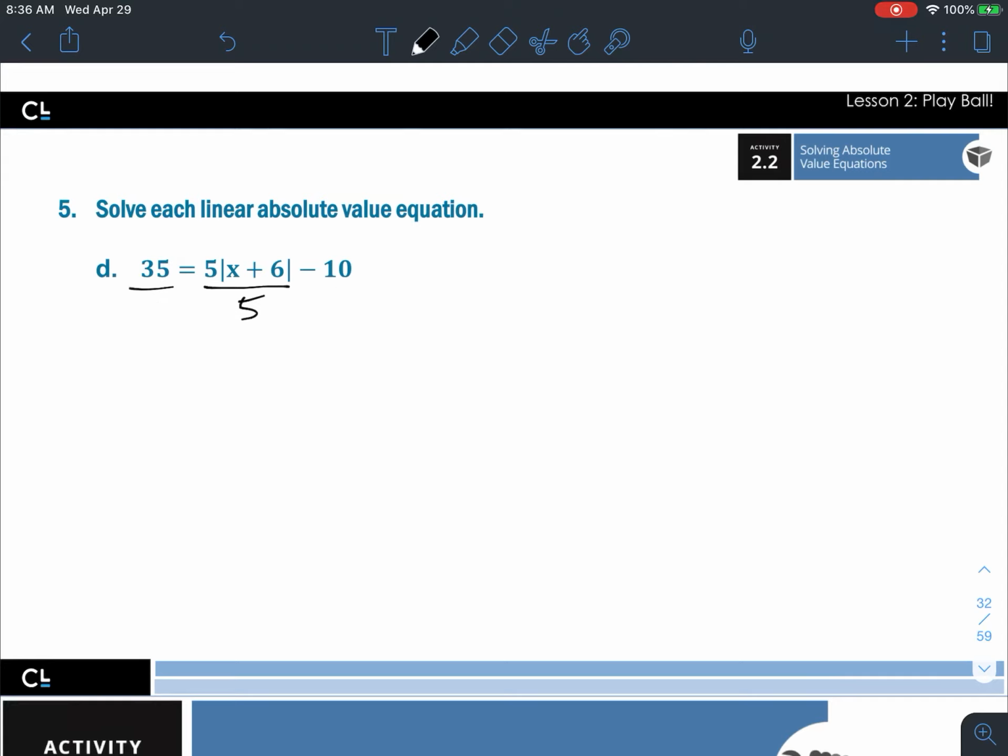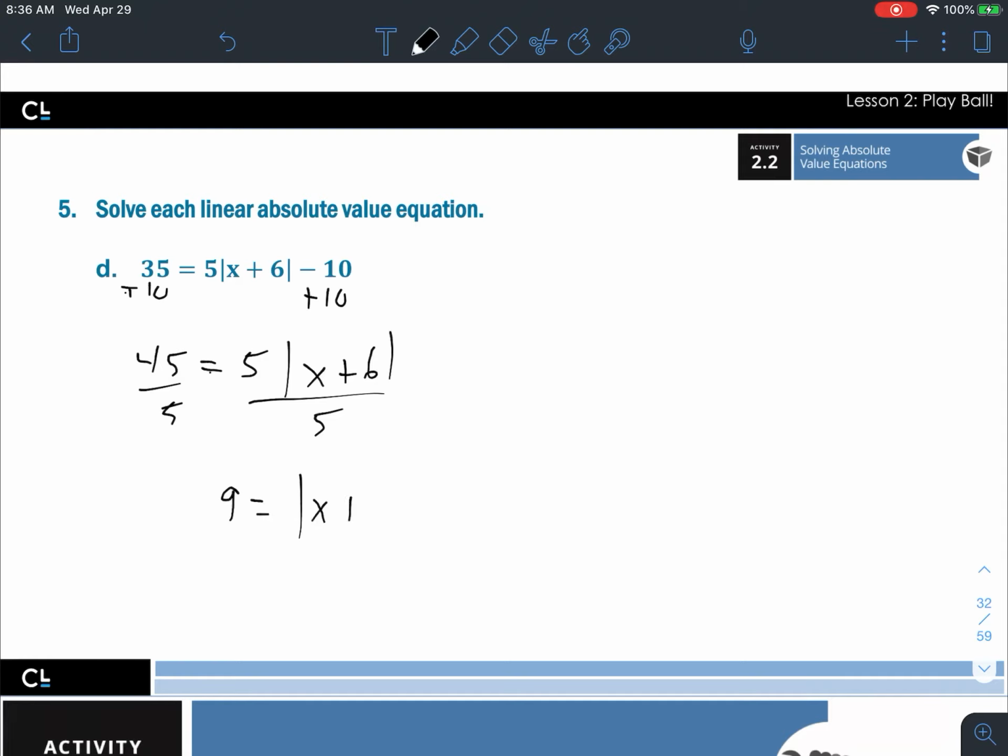Actually, let's do this way first. I'm sorry, guys. We're going to add 10 on each side. 45 is equal to 5 absolute value of x plus 6. Now we're going to divide it by 5. 45 divided by 5 gives you 9, is equal to absolute value of x plus 6.